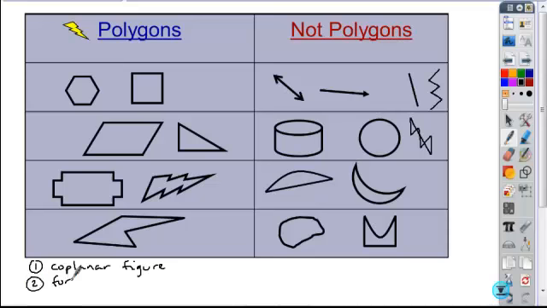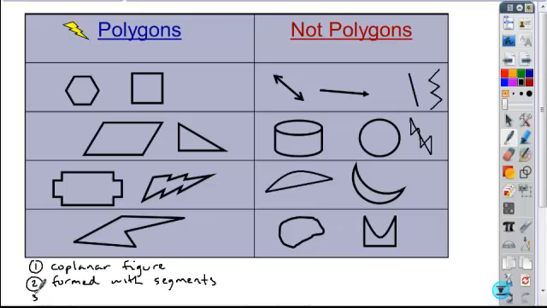It has to be formed with line segments. Okay. So all the other ones are out, except for this one, because they have curved sides. But in a polygon, all the sides have to be straight line segments.